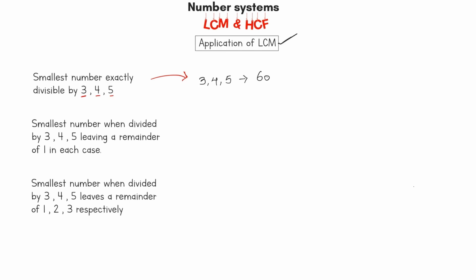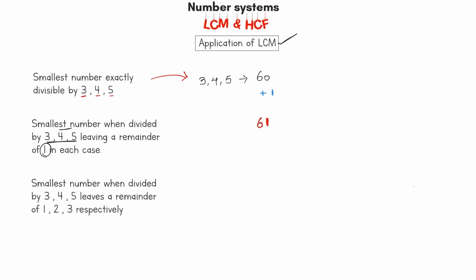Next question. Smallest number when divided by 3, 4, 5 leaving a remainder of 1 in each case. Which means I need a number that is smallest, and when I divide it by 3 it gives a remainder of 1, by 4 a remainder of 1, and by 5 a remainder of 1. So what will that be? Add 1 to 60, that will be 61. 61 is the smallest number which when divided by 3, 4, 5 leaves a remainder of 1 in each case, because we know that the LCM of 3, 4, 5 is 60. Just add 1 to that.